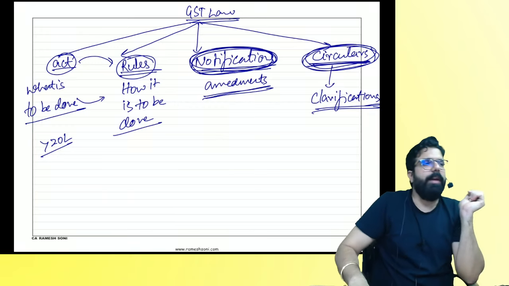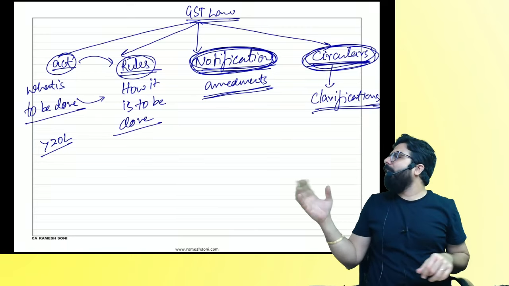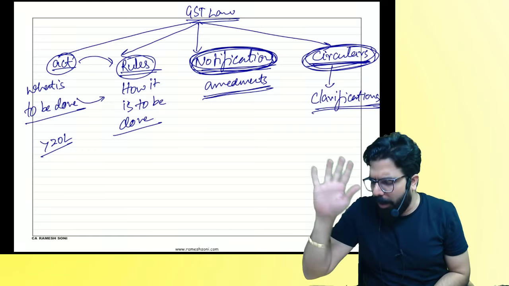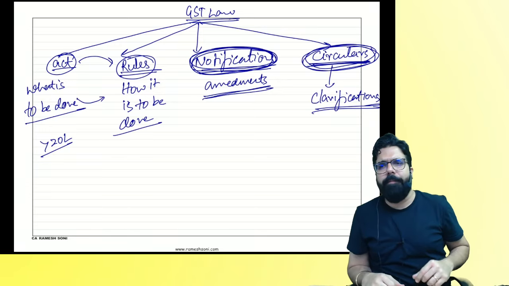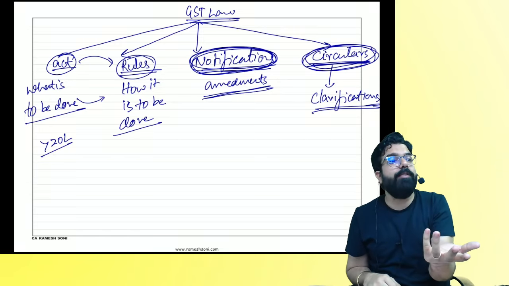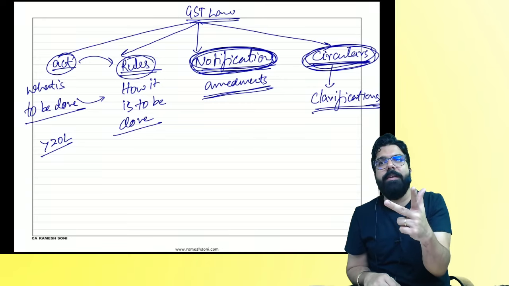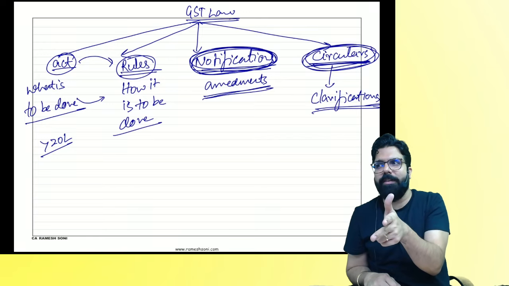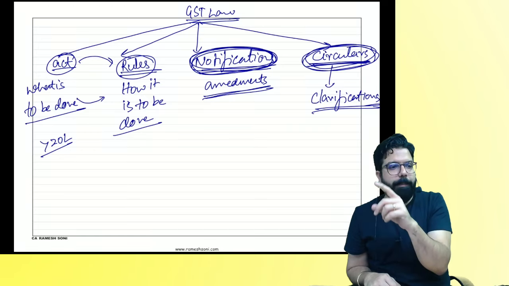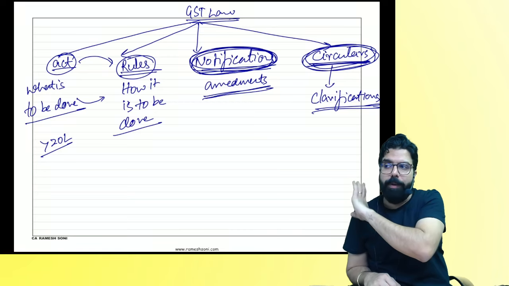Now, tell me one thing. What is an Act? What is the GST Act? The GST Act will tell you that whenever goods are supplied, GST has to be paid. Now, how something has to be done? Rules. What is a notification? Amendments. So, till when are notifications applicable to you guys? 30th April 2024. For May 25, 31st October.